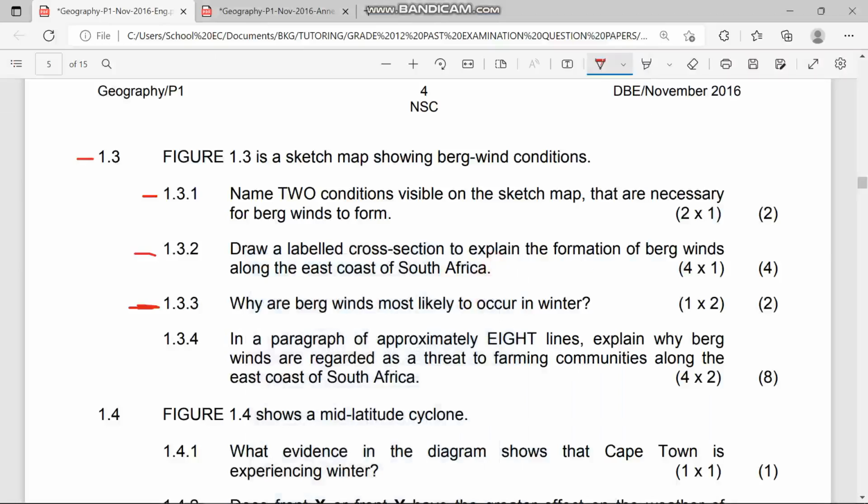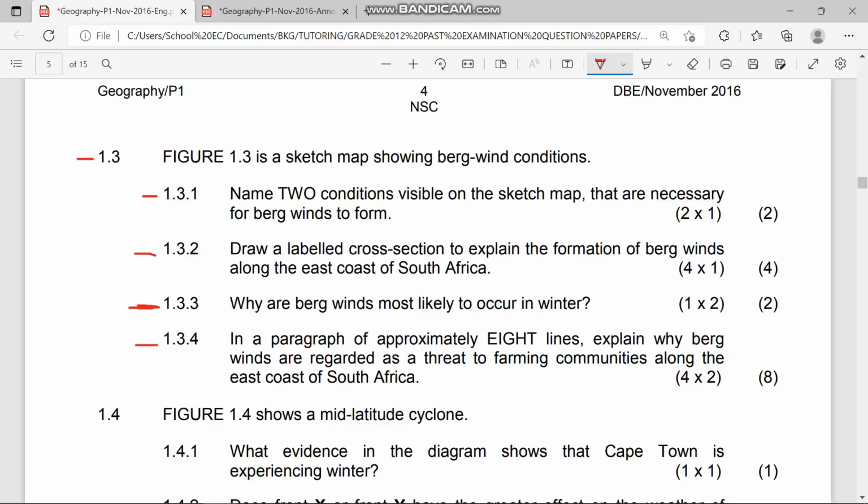So now let's move to 1.3.4, which says in a paragraph. So we are writing a paragraph here. In a paragraph of approximately 8 lines, explain why berg winds are regarded as a threat to farming communities along the east coast of South Africa. So you're writing a paragraph explaining and giving reasons why these berg winds are regarded as a threat to farming communities along the east coast of South Africa. As you can see, they affect the east coast, the east side. They move from west to east, moving eastwards.